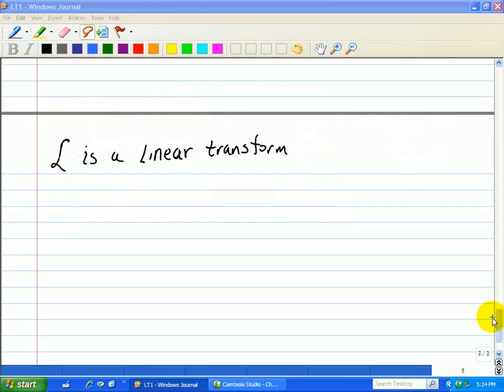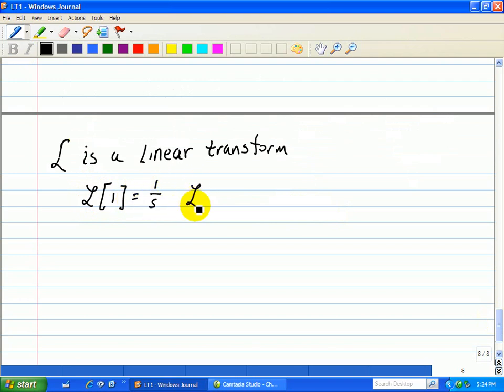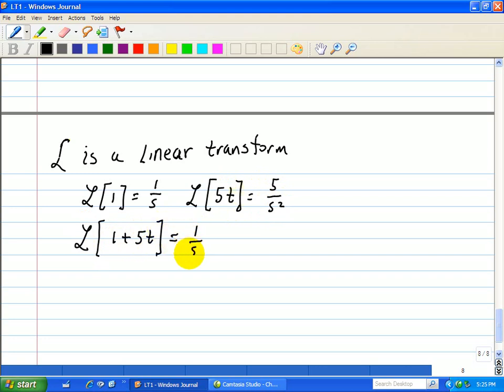So for example, earlier we found that the Laplace transform of 1 is equal to 1 over s, and the Laplace transform of a ramp, we'll say 5t, is equal to 5 over s squared. Well, the Laplace transform of a combination of these, let's say 1 plus 5t, is just simply the Laplace transform of each. So it's 1 over s plus 5 over s squared.